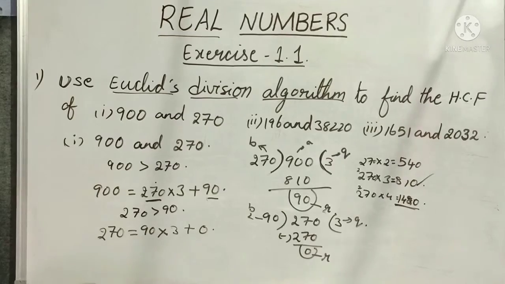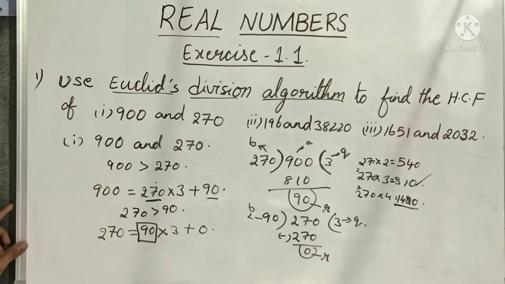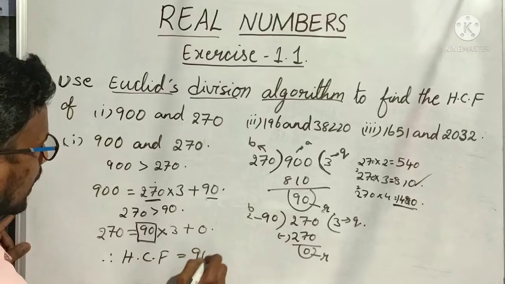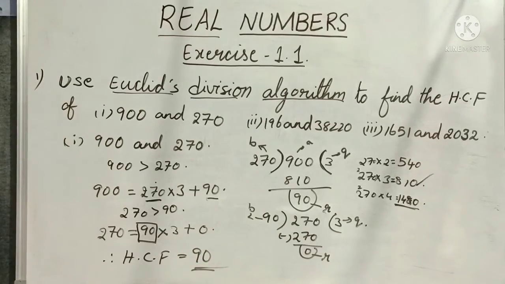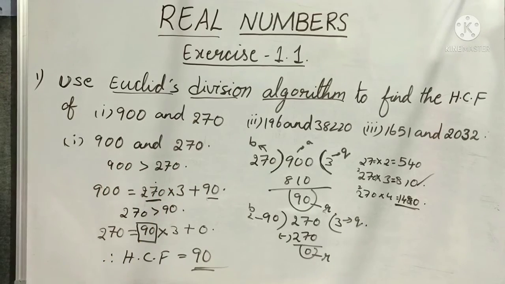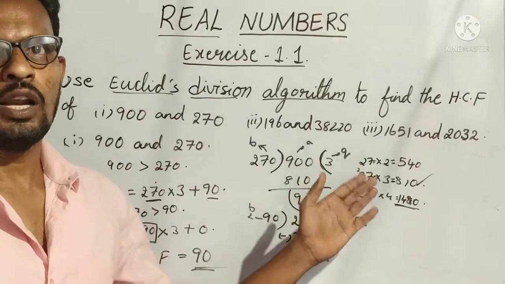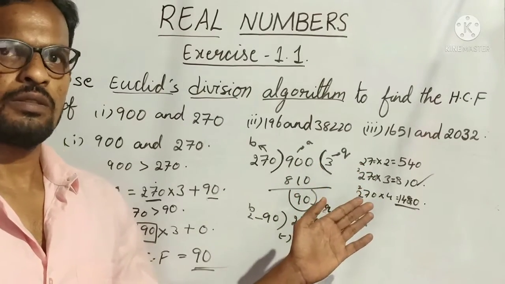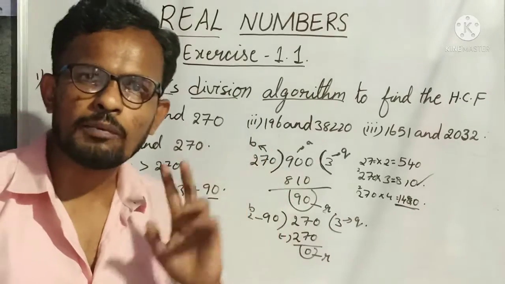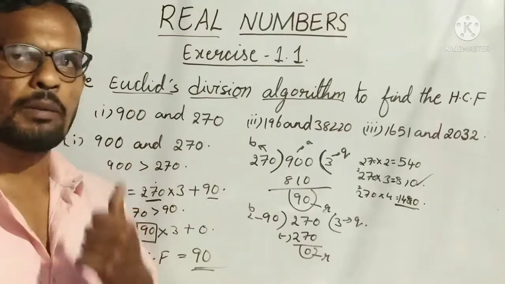So for which divisor, means for which value of b we got remainder 0, that becomes the HCF. Therefore HCF is equal to how much? 90. Understood? This is how we have to do using Euclid's division algorithm. Clear? Shall I do the remaining? Will you do on your own? Yes? Please try on your own and please mention your answer in the comment section. Clear? I hope everyone understood the first problem, right?